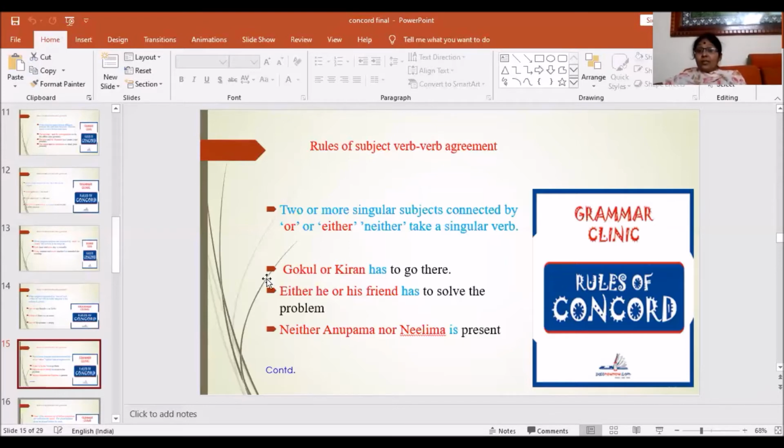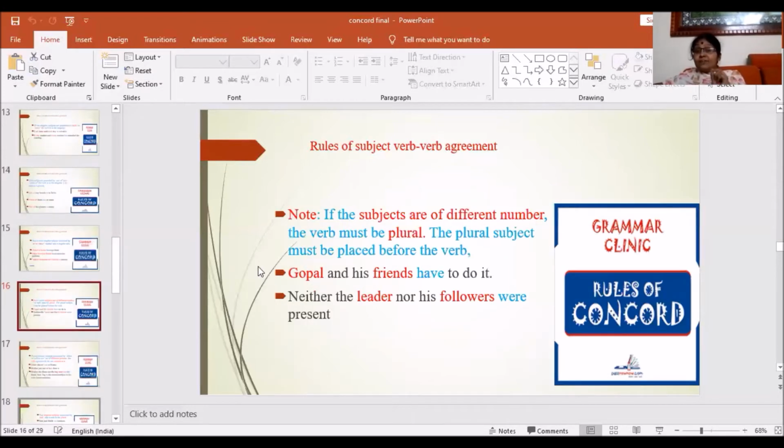Next, note that if the subjects are of different number, then the verb must be plural. The plural subject must be placed before the verb. For example, look at this sentence. Gopal and his friends have to do it. Gopal is singular, friends is plural. So if it is like this, then your plural subject must be placed before the verb. Before the verb, there should always be the plural subject.